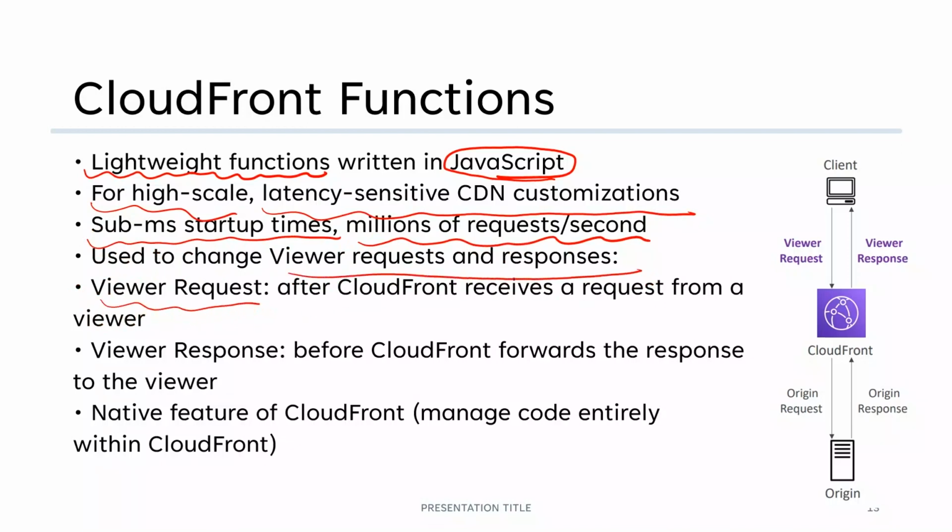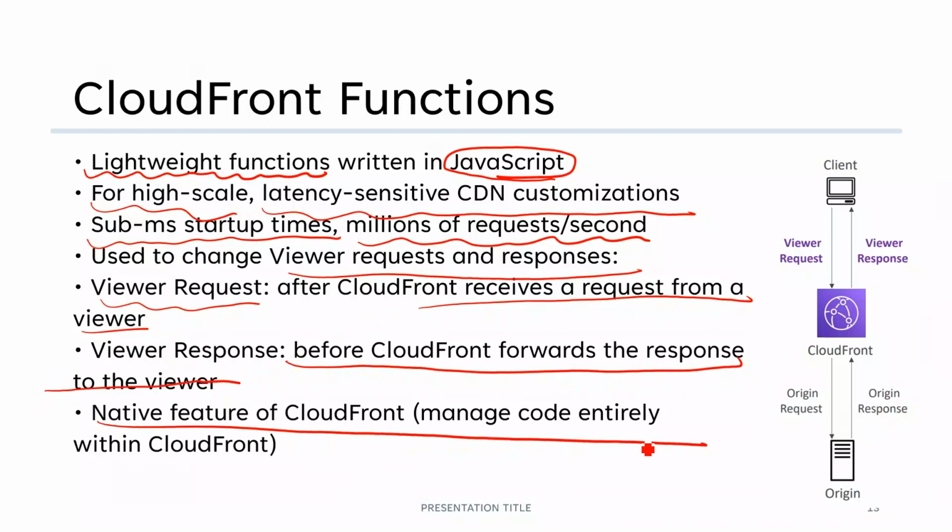Viewer request, what is a viewer request? It is after CloudFront receives a request from a viewer. Viewer response is just the opposite of that, before CloudFront forwards the response to the viewer. Native feature of CloudFront, manage code entirely within CloudFront. So basically this is your origin server, it can be S3, and the origin interacts with CloudFront. Some data goes into the CloudFront edge location and the data is stored at the CloudFront edge location.